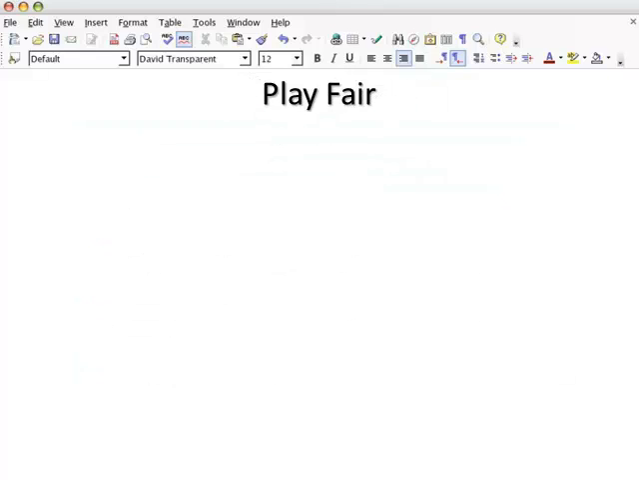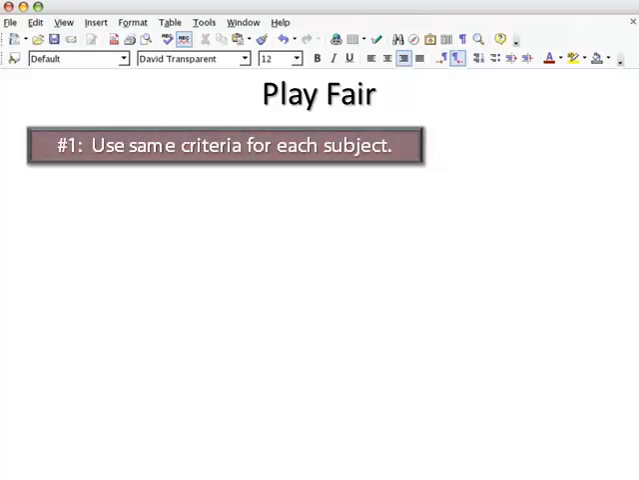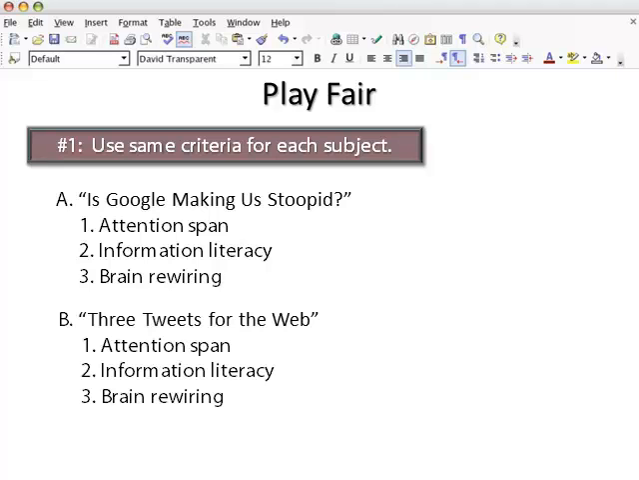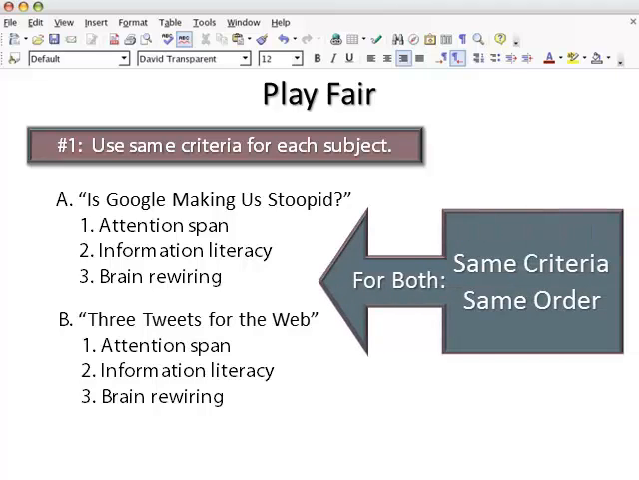In order for the reader to believe that you're balanced in your treatment of the subjects, it's important that you follow the rules of fair play. Rule number 1. When analyzing your subjects, use the same criteria for each. If you talk about attention span, information literacy, and brain rewiring for the first essay, you must also discuss those same three criteria for the second essay, in the same order.